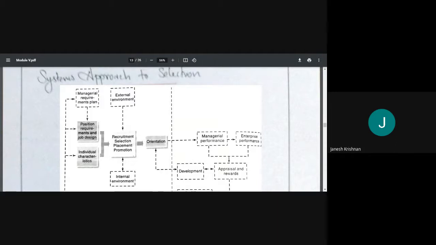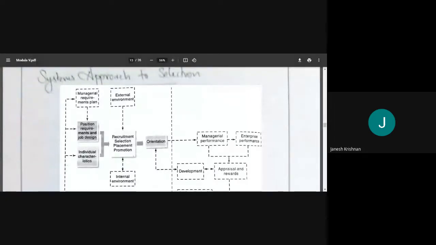Remember, we have an input, which undergoes a transformation process, then we have an output. The output will act as feedback to the input. So four components: input, transformation process, output, and feedback. That was a system approach to management. Now we are applying the same system approach to selection.